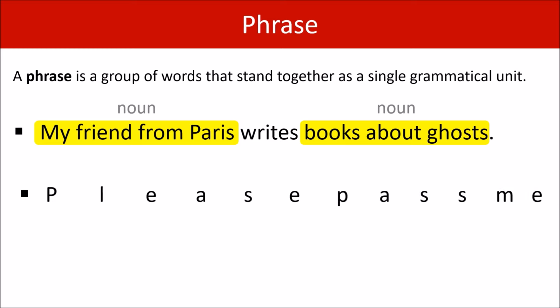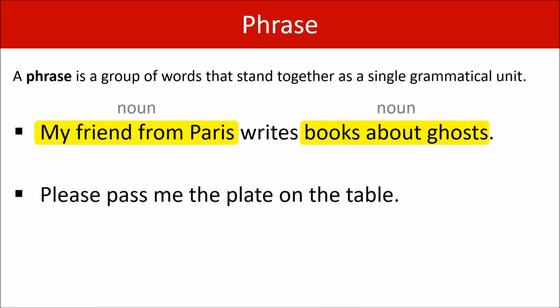Here's another example. Please pass me the plate on the table. On the table. Now, this phrase is functioning like an adjective. It describes the plate. It tells us which plate. We could have said, please pass me the red plate. But we said, pass me the plate on the table. That phrase is describing plate to make it more specific, and that is the definition of an adjective.